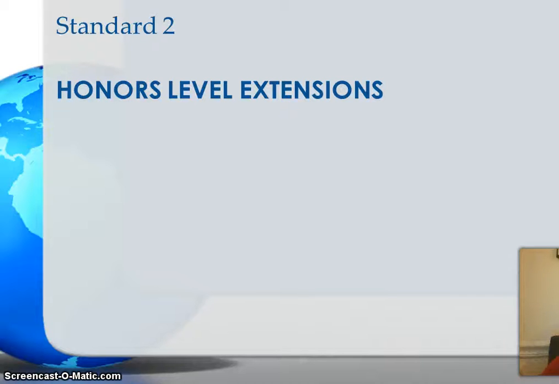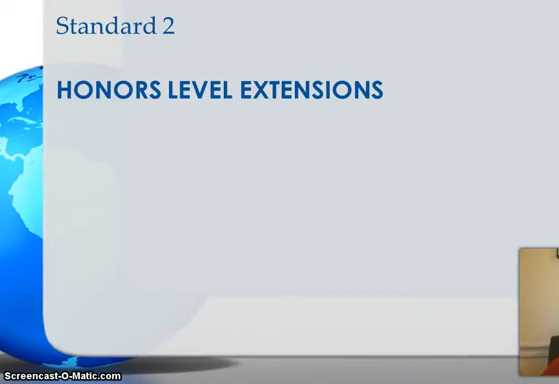Welcome to the Honors Level Extensions for Standard 2. This presentation covers the additional information that students in the Honors Level courses are expected to know in Standard 2 above and beyond the state standards of learning. These extensions for Standard 2 really focus on the first two parts of the standard, 2A and 2B. We have an additional empire that we're responsible for knowing, and a number of additional Renaissance artists.